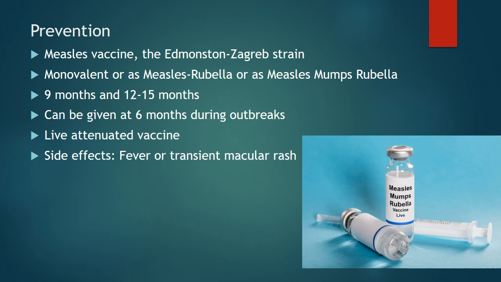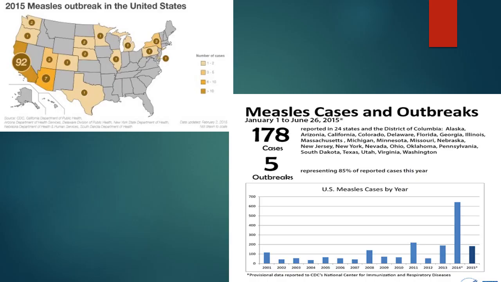The side effects can be fever or transient macular rash. The vaccine is incredibly safe and should be used rather than suffer the consequences of measles. Recently, due to the anti-vaxxer groups, measles has made an outbreak in America. Measles was actually near to eradication before this happened, so please give the measles vaccine to the children near you and to your child. Thank you.